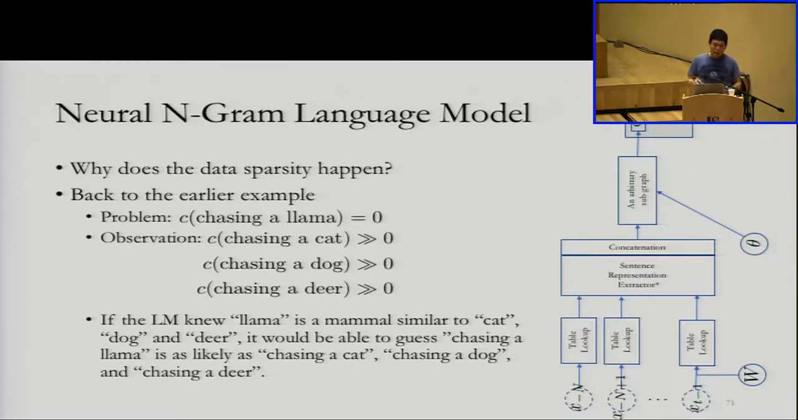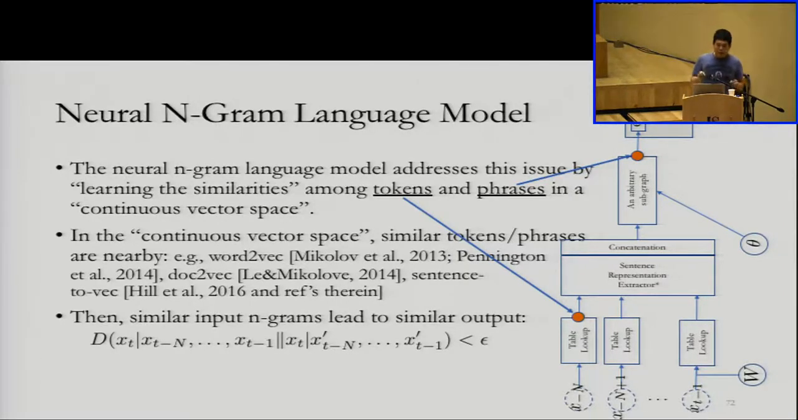So if we can build this language model so that it knows llama is a mammal similar to cat, dog, and deer, then it will be able to guess roughly that chasing a llama is just as likely as chasing a cat, chasing a dog, or chasing a deer. It turns out that this neural n-gram language model, or any kind of language model based on neural nets that we're going to talk about, automatically addresses this issue by learning these similarities in a continuous vector space that the network learns from data.